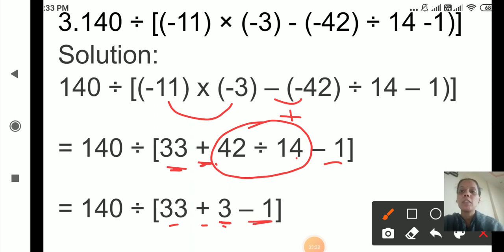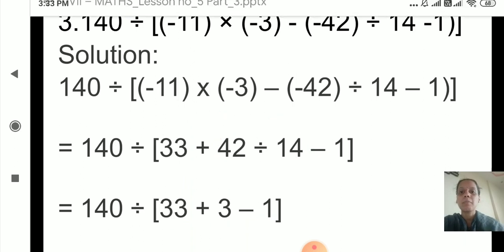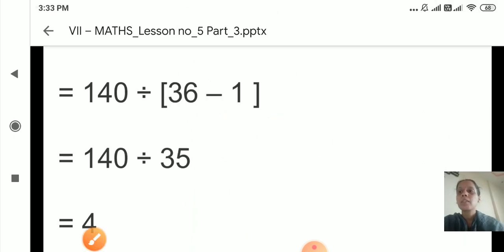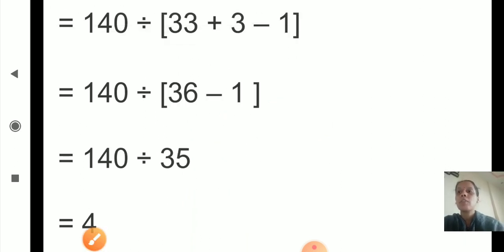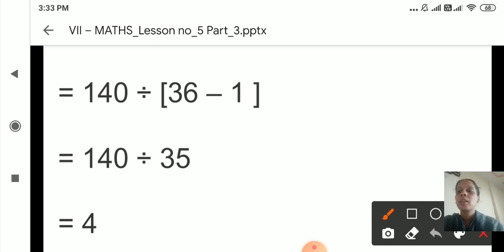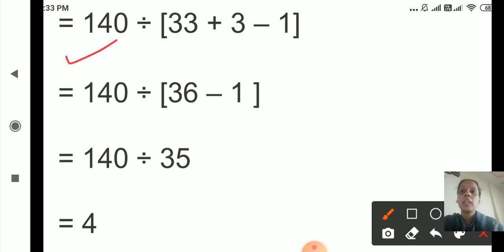140 divided by 33 plus 3 minus 1. Now in the bracket you can see plus and minus, both the signs are there. Now we'll see what to do after this step. Okay, so as you can see here, 140 divided by 33 in bracket plus 3 minus 1. Now what will we do first? Addition and subtraction, both the signs are there in the bracket. So first we'll do, yes, we'll do addition first.